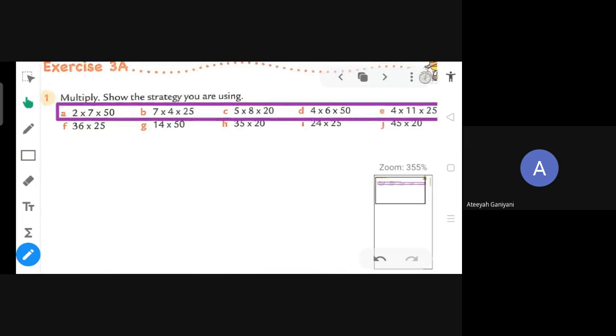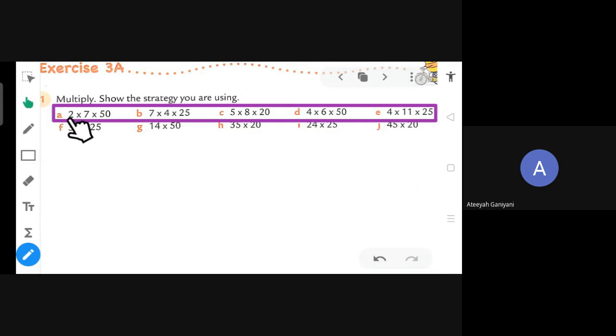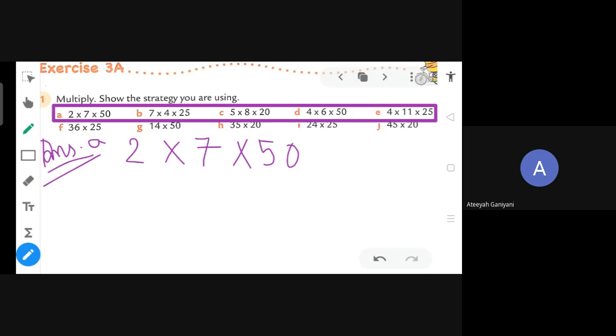Okay, let's start this first one. So I said that from A to E, you can see the same questions are there. F to J are different ones. So let's start. First one. I'm writing the question: 2 × 7 × 50. Yesterday also I explained, but I'm explaining again. So who will say which pair of 100 is given? Pair of 100, when I say combination to make 100.